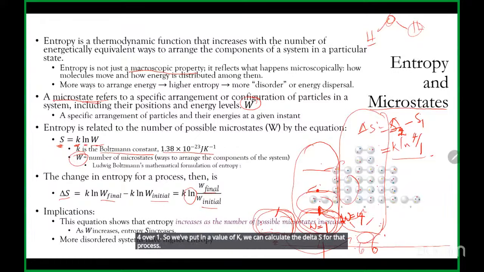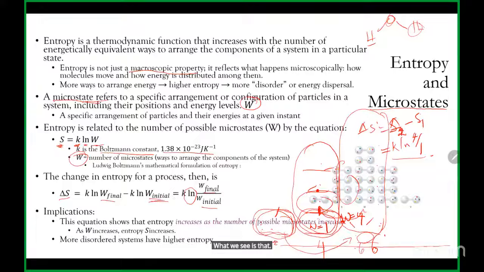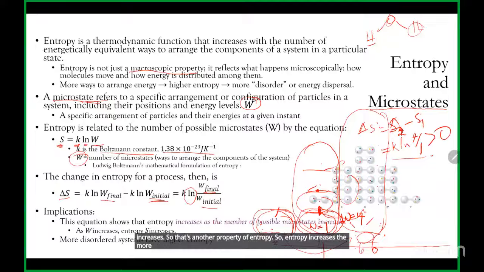What's ln 4? I don't have that calculated, but we know that this answer is greater than 0. So the equation shows that entropy increases as the number of microstates increases. That's another property of entropy. Entropy increases the more states you have.